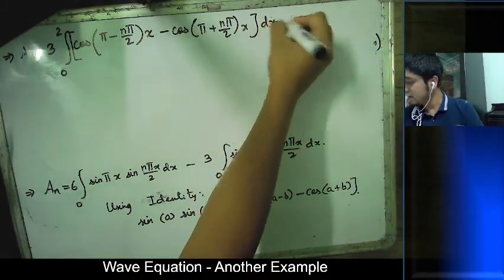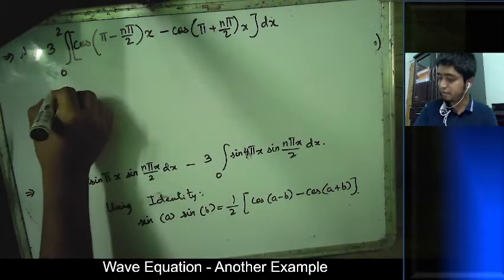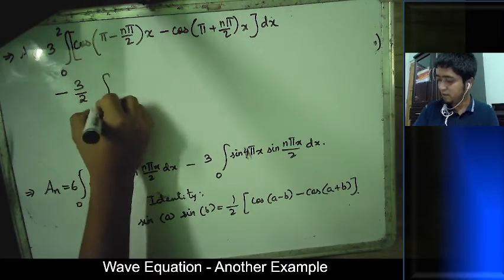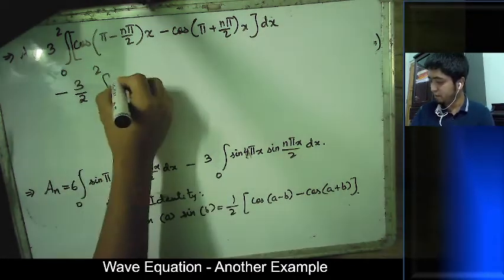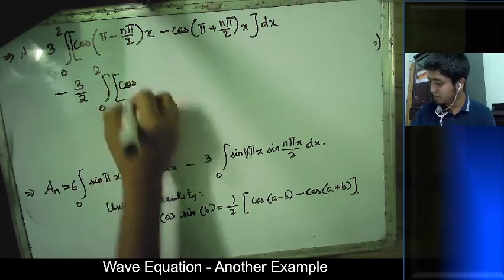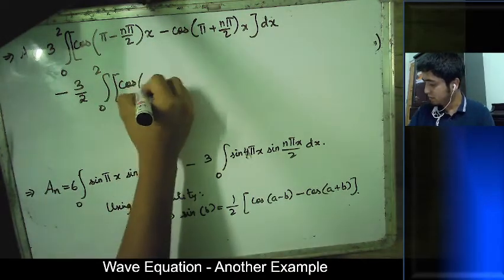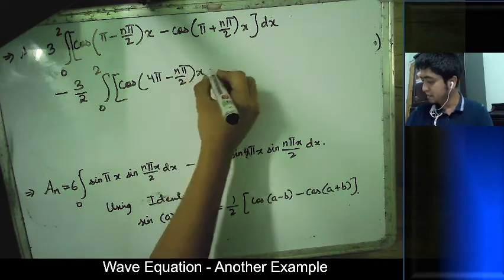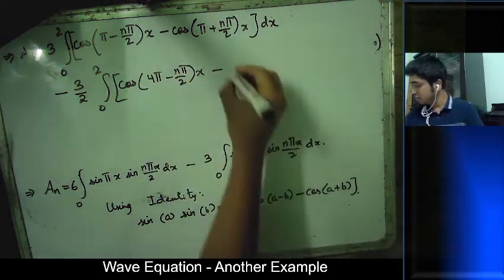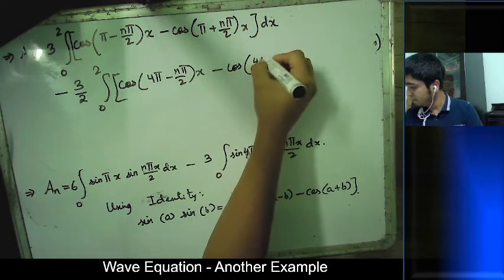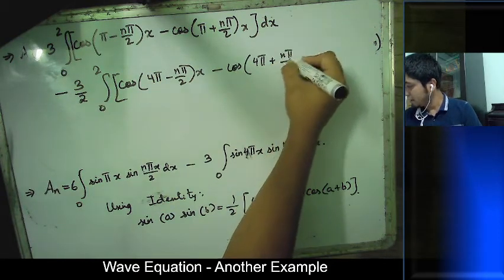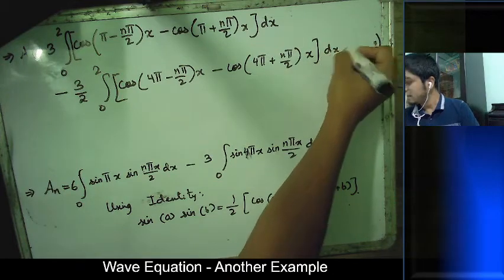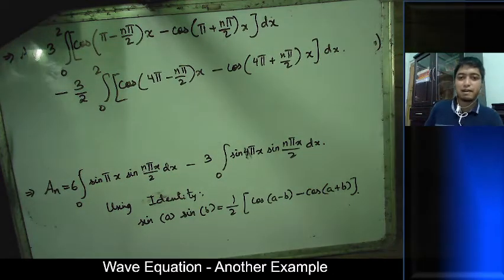dx. Okay, and over here the second integral will be minus 3 divided by 2, integration 0 to 2. Again, we will be having cos(A minus B), which is (4π minus nπ/2)x minus cos(4π plus nπ/2)x dx. Okay, so this is what we are having.